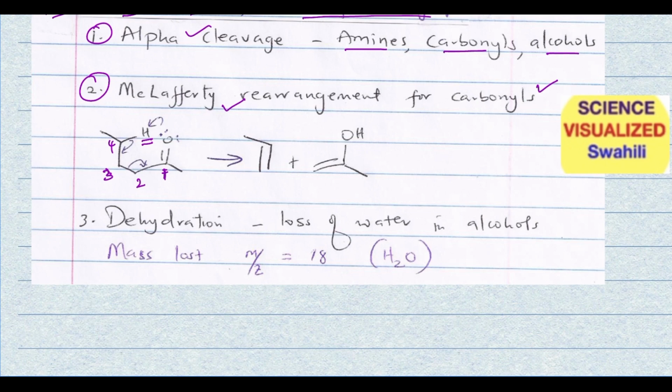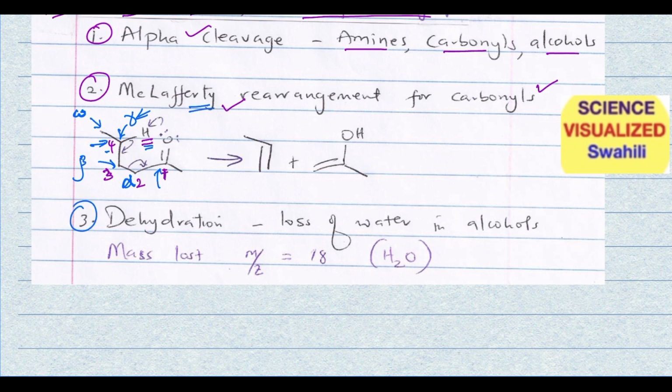The other way to look at it is, instead of saying the fourth carbon, we can say the gamma carbon. The alpha carbon is the carbon immediately after the functional group. The carbonyl carbon is the first position, and the first carbon after that becomes alpha. The next carbon becomes beta, then gamma, and then the next one becomes omega. So if the gamma carbon, or the fourth carbon, has a hydrogen, then that will go through McLafferty rearrangement.